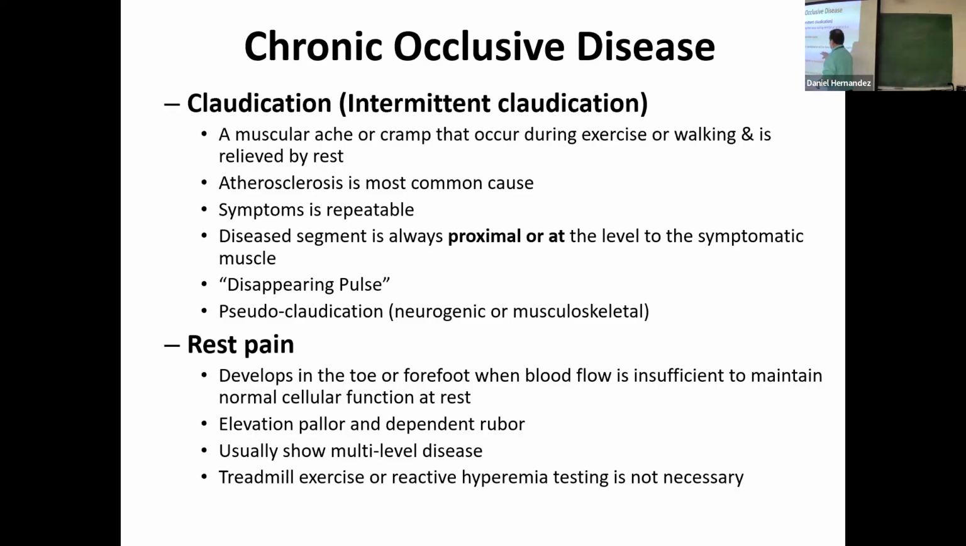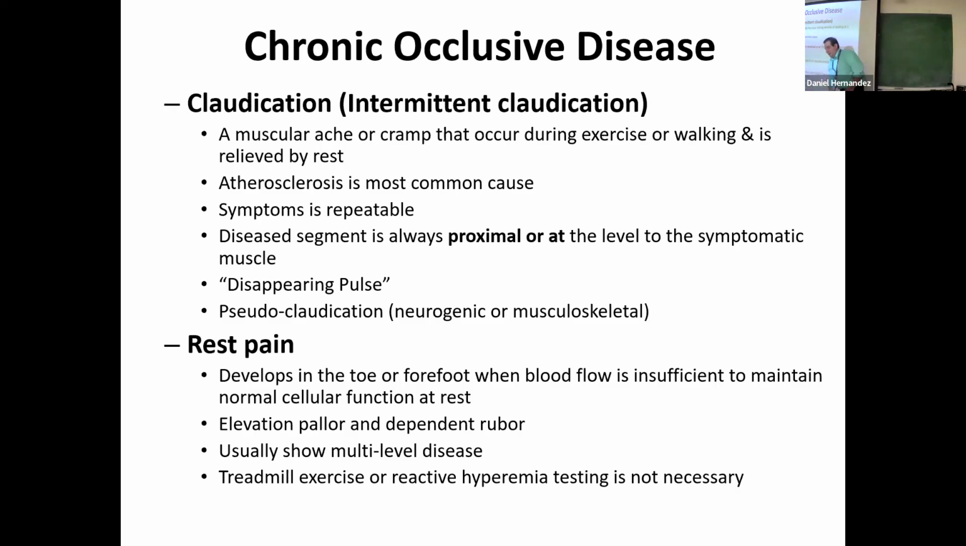Just remember that the disease segment is always going to be proximal to or at the level of the symptomatic muscle. If the cramping is in the thigh, the disease segment can't be popliteal. Think about it: the muscle is going to cramp because it's not receiving adequate blood supply. It's ischemic. That muscle is suffering ischemia, which means there's limited blood flow getting to it.